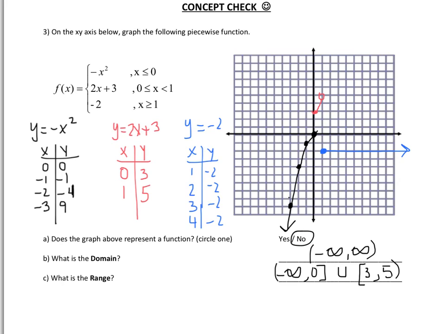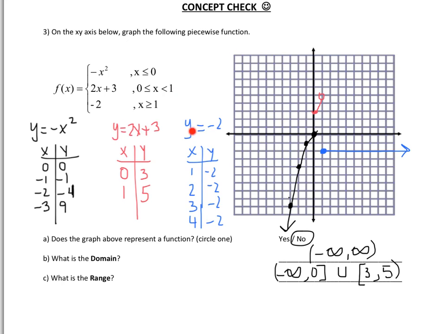Okay, this should be your answer. So the first thing I did was I graphed the y equals negative x squared, which was this piece here. It got a closed circle because there was a line under it. Then I graphed the line from 0 to 1. When I graphed the 0, I had a line under it, so it had a closed circle. And when I graphed the 1, I had an open circle, so that's why it's closed, open.